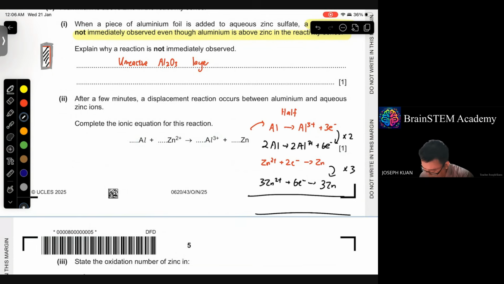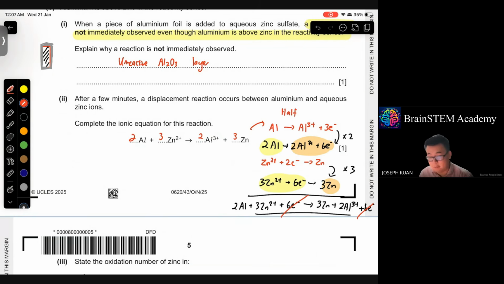Okay, so I combine them together. Combining as in reactants and reactants come together, products and products come together. So I put the reactant mixture on my left-hand side. I put my product mixture on my right-hand side. And then we cancel electrons because the electrons are the same term on both sides. So we can cancel that. So you can see the coefficients here: 2 aluminium, 3 zinc. Okay, that's the first way to do it.